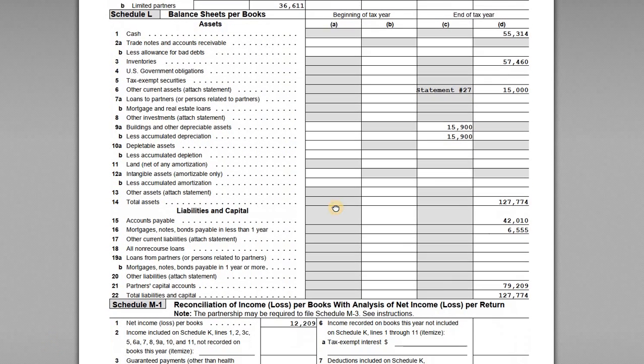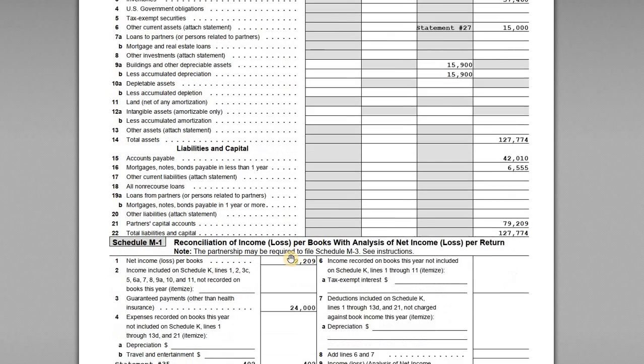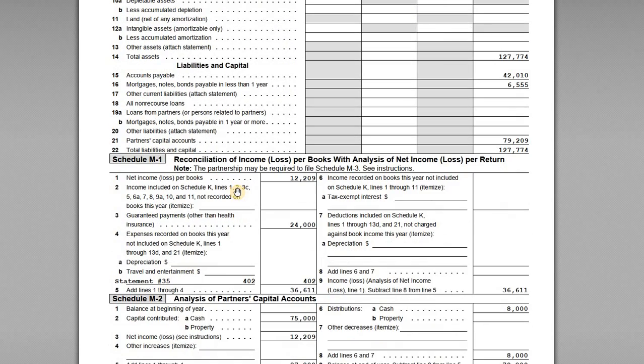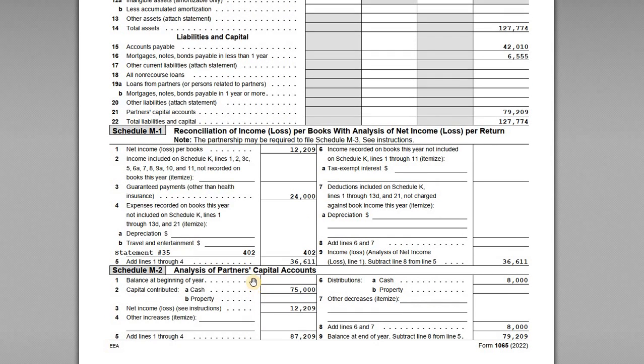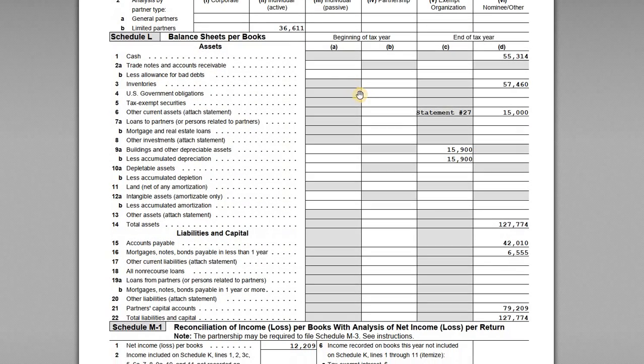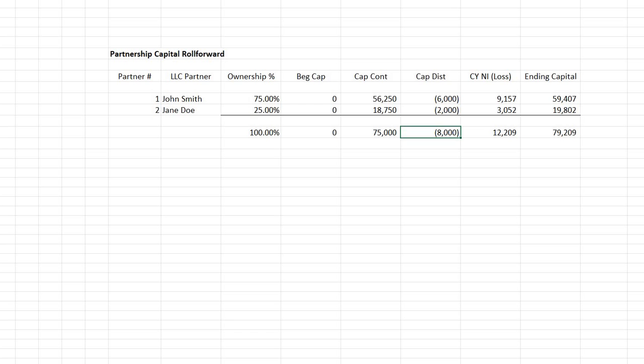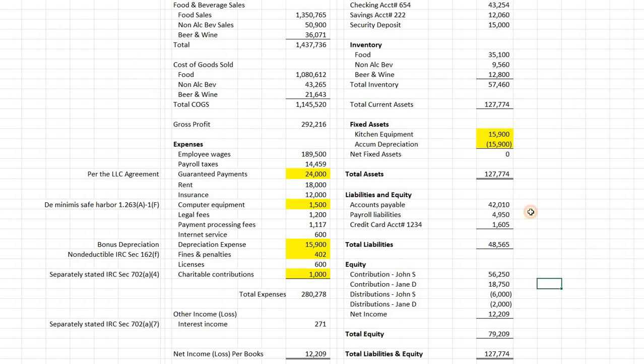Now, Schedule L is the balance sheet per books, and then M1 is the reconciliation of book income to taxable income, and M2 is the partner capital account roll forward, right, or the reconciliation, rather. So Schedule L, pretty straightforward, right? We're just entering the balance sheet as we have it on the internal books or records, right? So if I look at our balance sheet per books here.